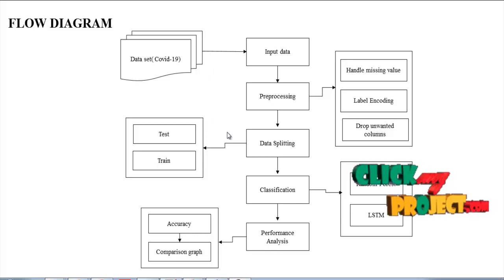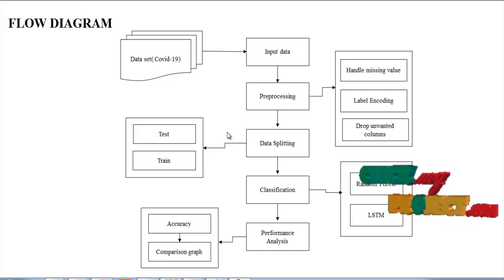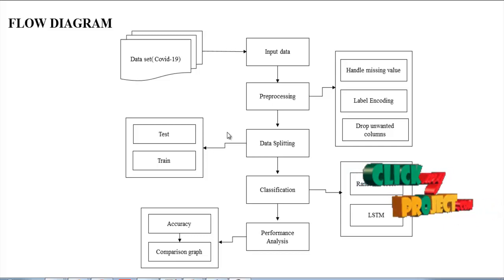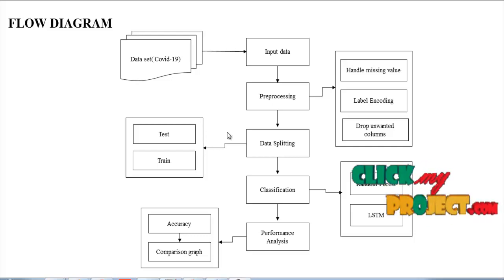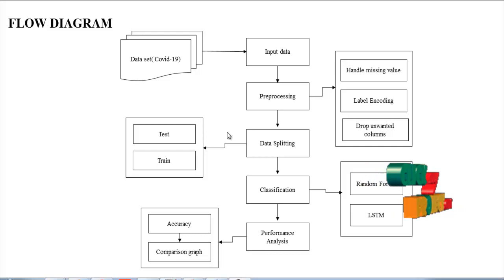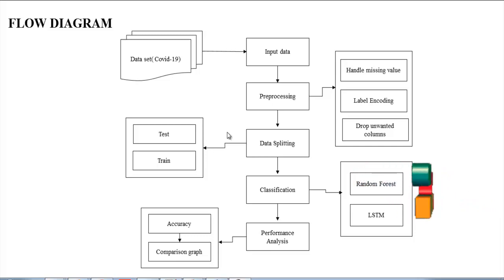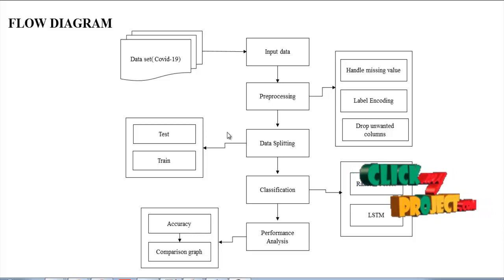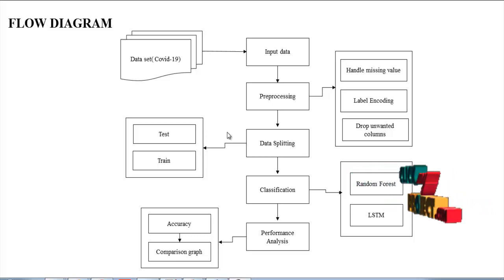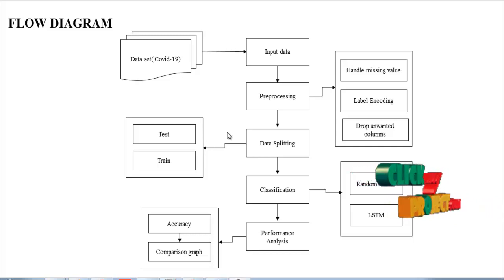Then we have to implement the data splitting. In this step, we split the data into test and train. The test set is a smaller portion of the data, and the train set contains most of the data. We split the data based on a ratio. After that only we implement the classification algorithms. In this step, we implement a machine learning algorithm and a deep learning algorithm.